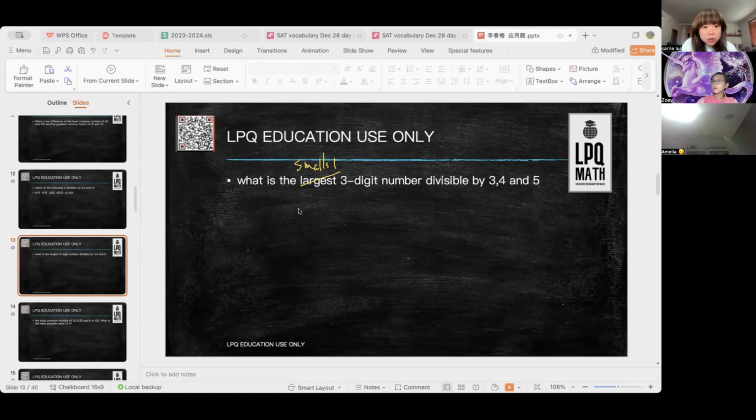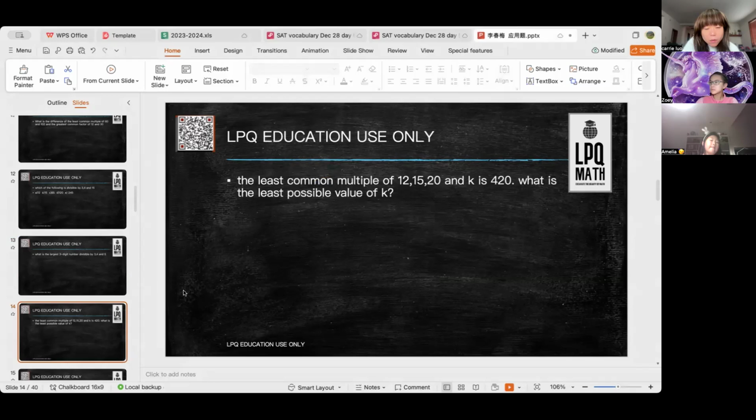The smallest 3-digit number. 60 is the first number divisible by 3, 4, 5. What is the smallest? Times 2, 120 is the smallest, right? Easy? Okay, let's take a look at this one. The least common multiple of 12, 15, 20, and k is 420. What is the least possible value of k?